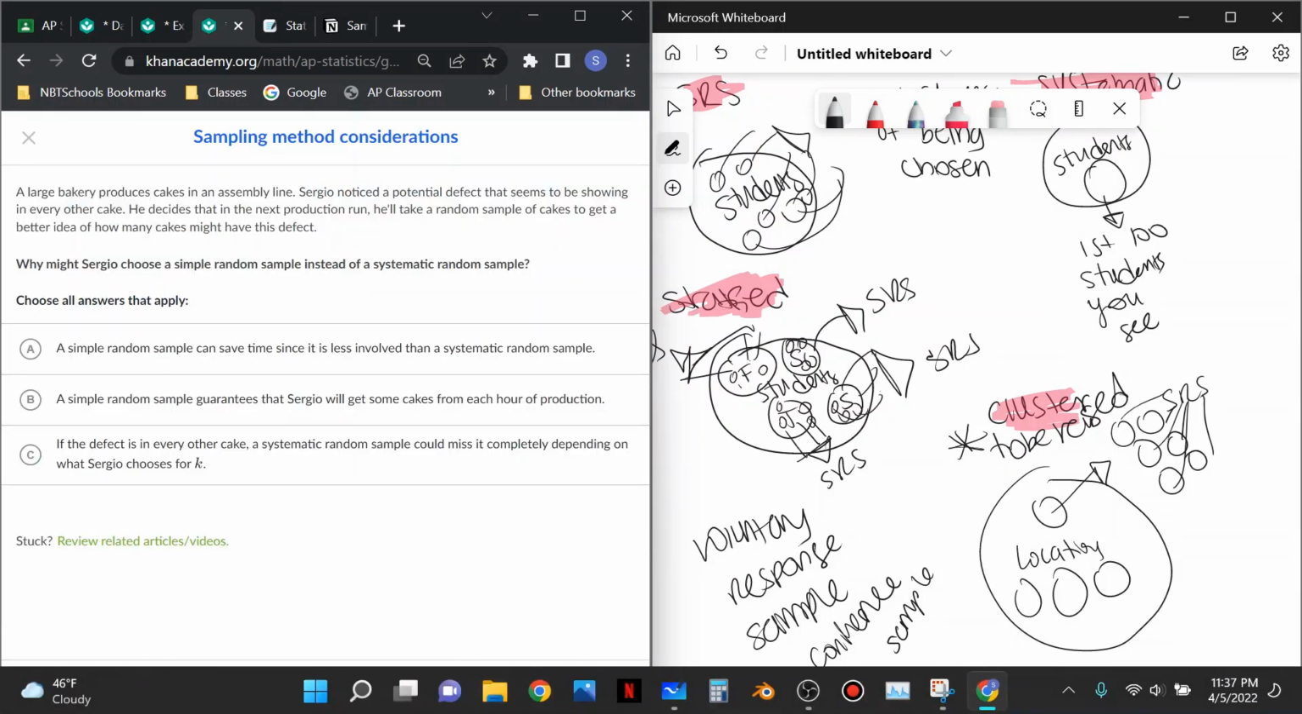A large bakery produces cakes in an assembly line. Sergio noticed a potential defect that seems to be showing in every other cake. He decides that in the next production run, he'll take a random sample of cakes to get a better idea of how many cakes might have this defect. Why might Sergio choose a simple random sample instead of a systematic one?